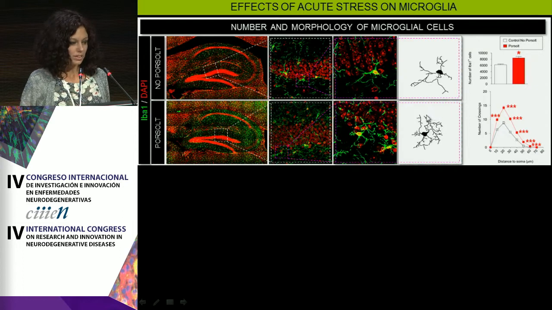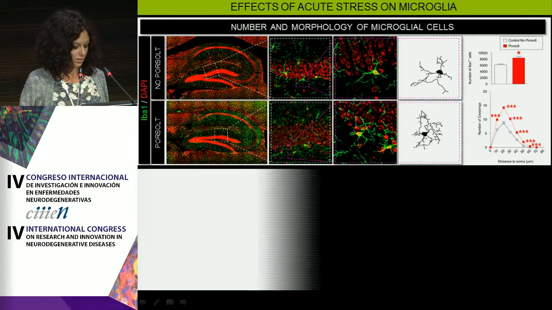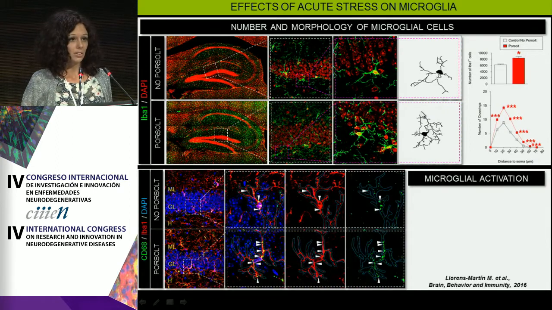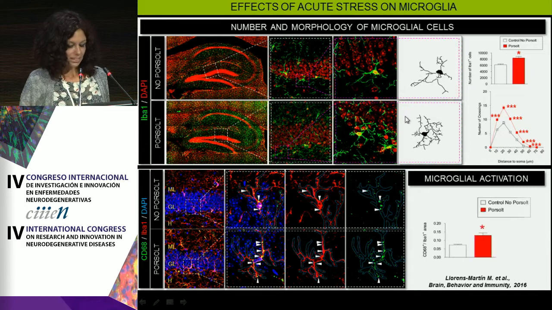But we wanted to further confirm this functional activation, and we quantified the expression of the marker of microglial activation known as CD68, finding a significant increase in the expression of this marker in microglial cells, thus suggesting that acute stress actually triggered the activation of microglial cells.